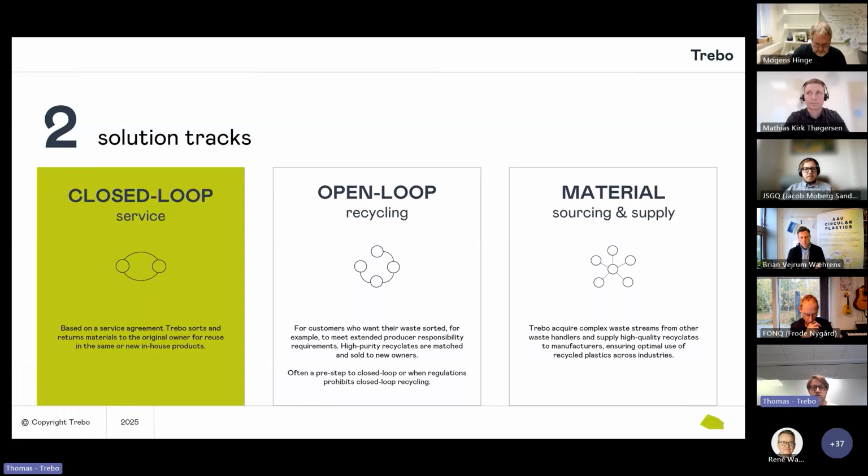Our solution is a closed loop service, which is our main focus at Trebo, that we provide together with customers, where they send their, for example, production scrap or material from take-back schemes. We sort out the materials, and then these companies get the materials back and produce new products. Within the open loop, as you see here, we take in the same materials and then we sell them on the market.